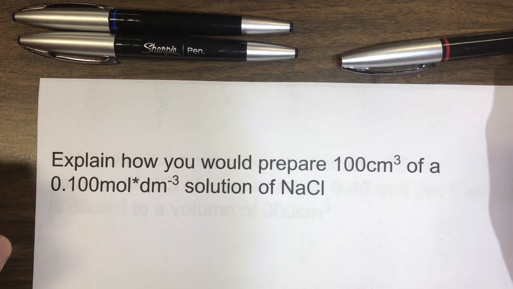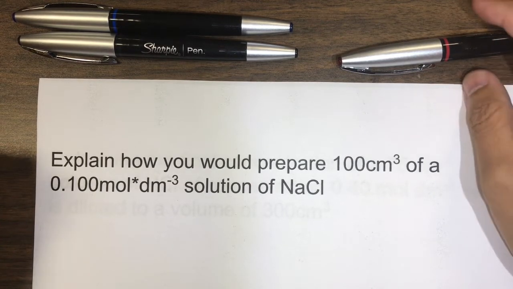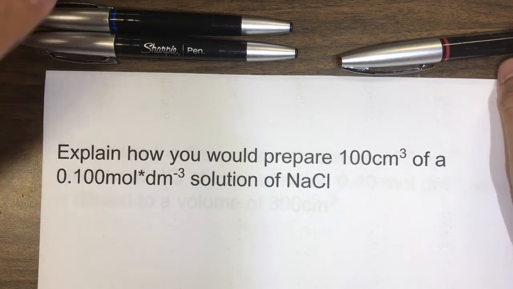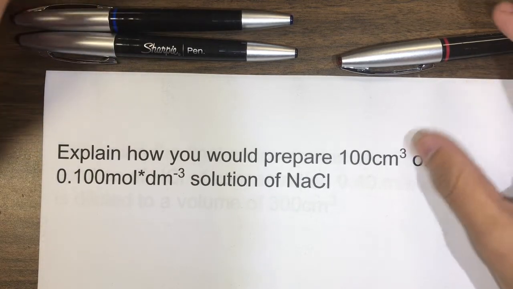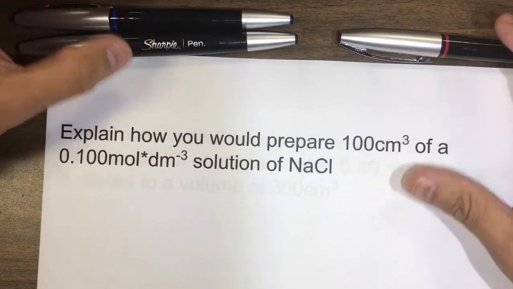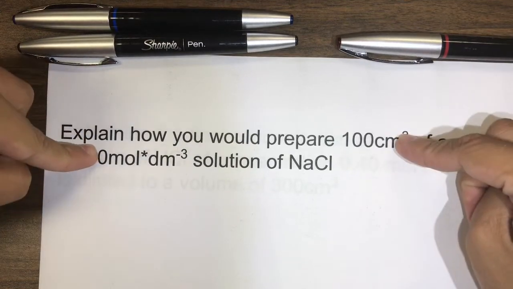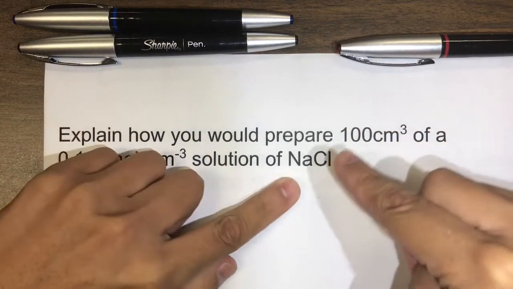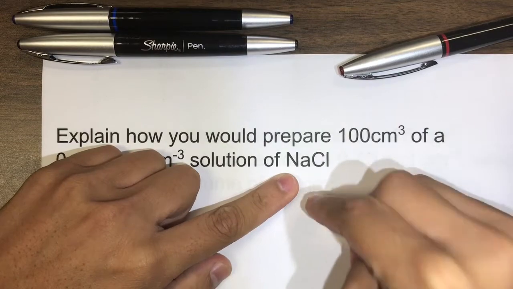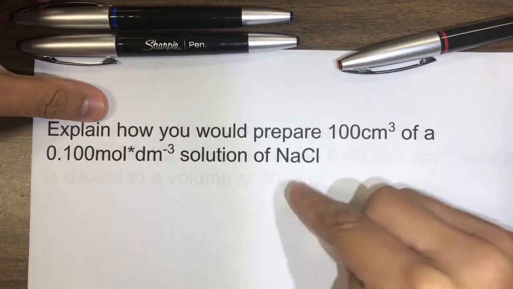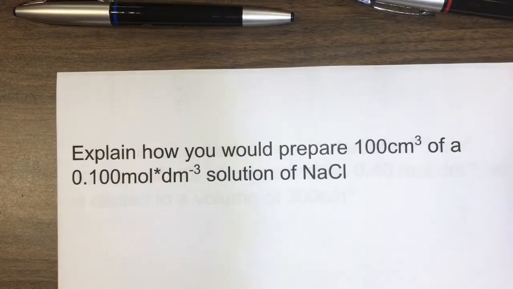Explain how you prepare 100 centimeters cubed of a 0.100 molar solution of NaCl. Okay, so we have our concentration, we have our volume, and we need to figure out how much of this we need to add. So we need to figure out the moles of this and then convert it to grams. Let's go ahead and get started.